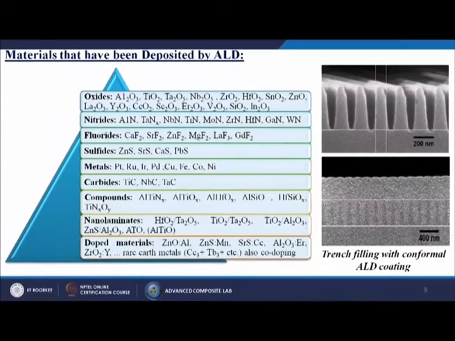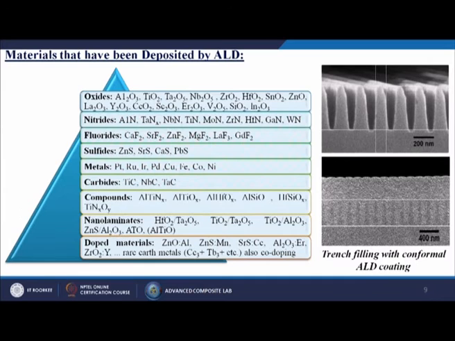Then we use certain nitride materials: niobium nitride, titanium nitride, molybdenum nitride, zirconium nitride; some fluoride materials: calcium fluoride, zinc fluoride, magnesium fluoride, gallium fluoride; sulfides, generally zinc sulfide, calcium sulfide, lead sulfide; and metals, generally platinum, ruthenium, palladium, copper, iron. Pure metals can also be done, as well as carbides, titanium carbides, tantalum carbides, and compounds like aluminum titanium nitride, aluminum titanium oxides, or other materials. So, nanolaminates are also possible.